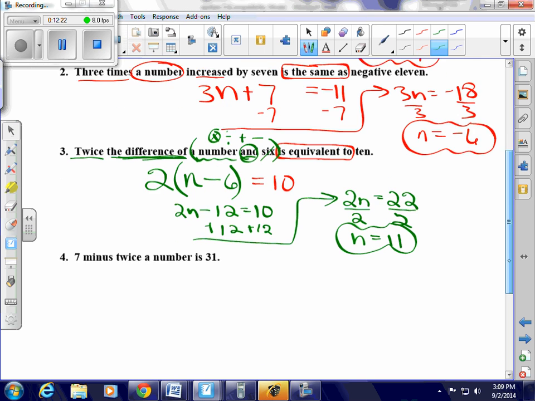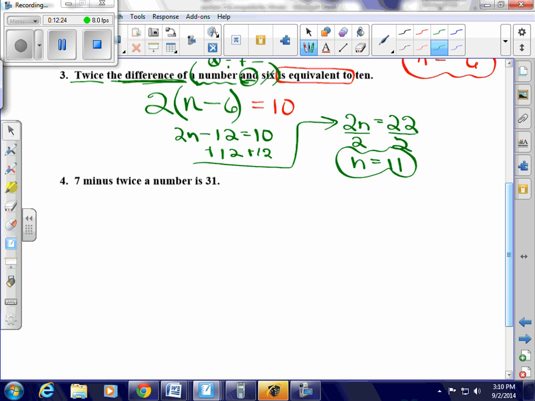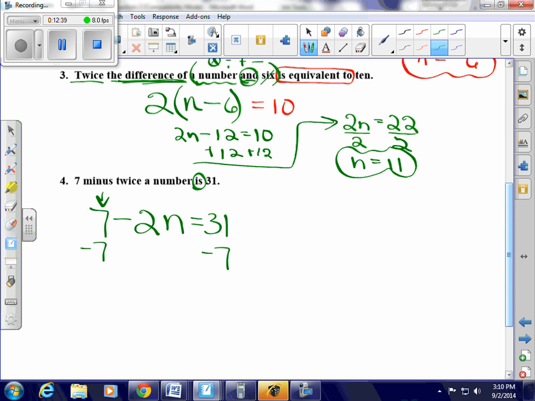And lastly, number 4. 7 minus twice a number is 31. Is is the equal sign, so something is equal to 31. 7 minus twice a number. It is a positive 7, so we're going to subtract 7 from both sides. The negative goes with the 2. That's a negative 2n is equal to 24. Dividing both sides by negative 2, n is equal to negative 12.